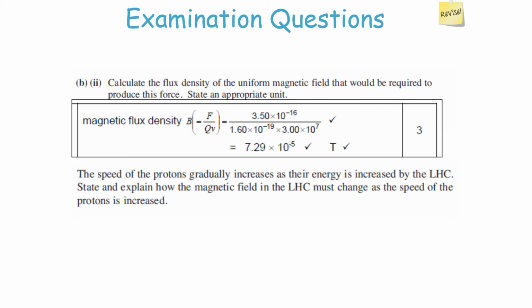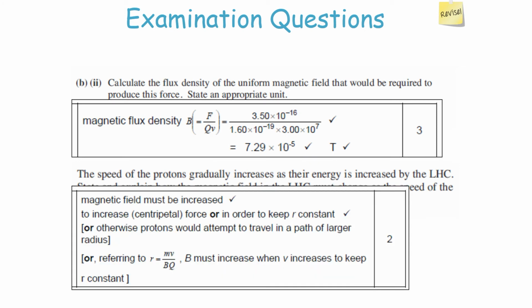Then the next one: the speed of the protons increases as the energy is increased by the LHC. State and explain how the magnetic field in the LHC must change as the speed of the proton is increased. Well, we know from our previous work that r is equal to mv over Bq. Now, in this Large Hadron Collider, you need to keep the radius the same, otherwise the particle is going to hit against the side of the accelerator, which you don't want because it'll lose energy.